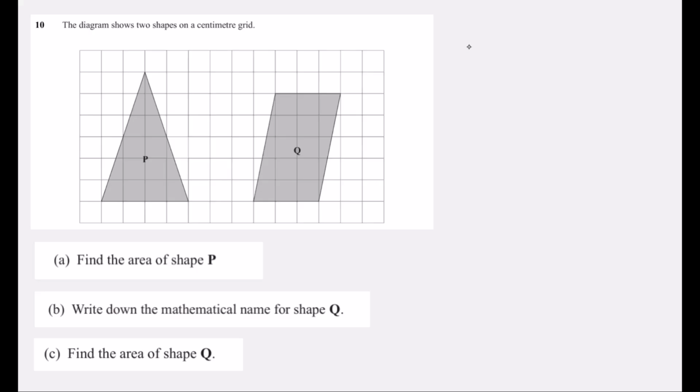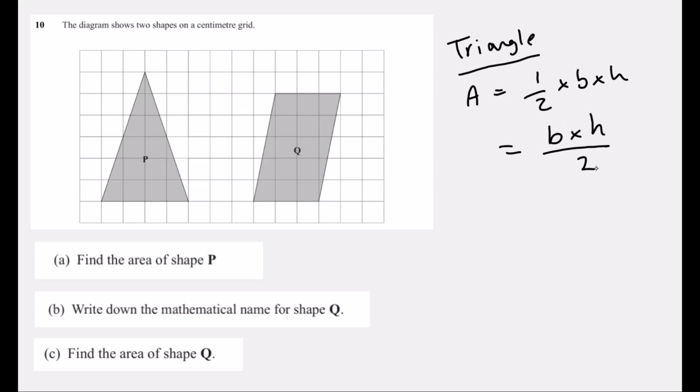So the area of a triangle is half times the base times the height. Half of the base times height. So either half times base times height or base times height over 2. Either one of those, they're the same, will find us the area of the triangle.